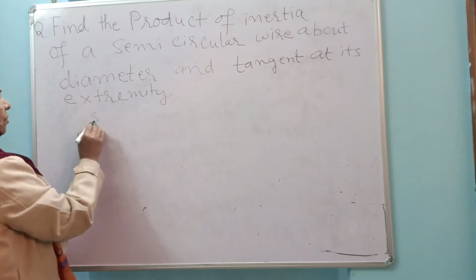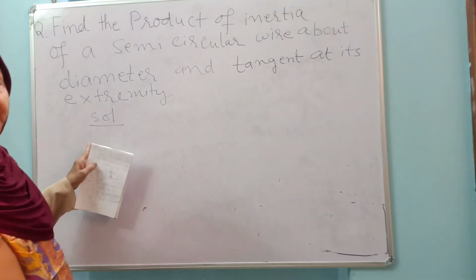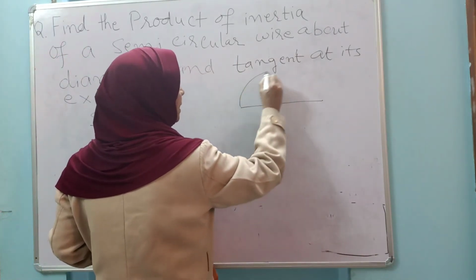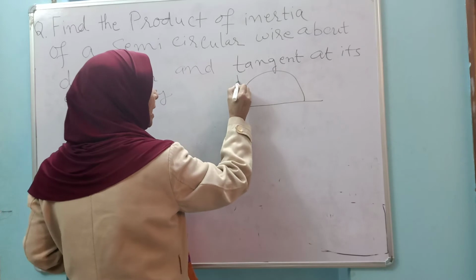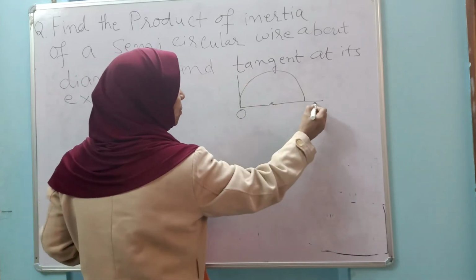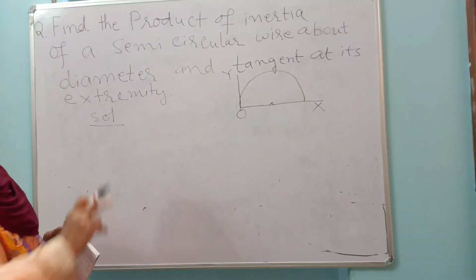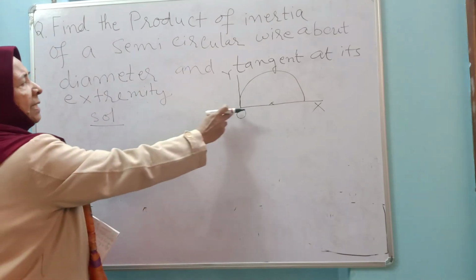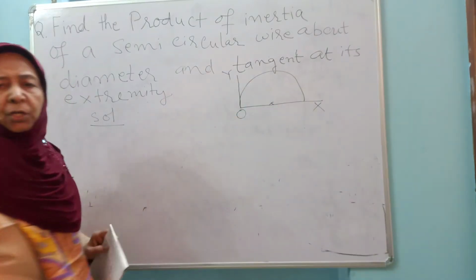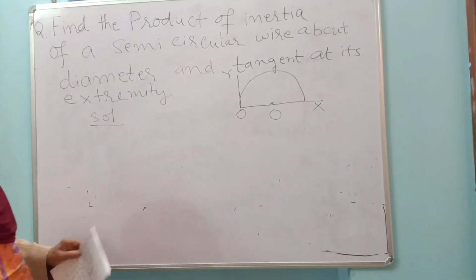So in this question what we have to do? We have to find the product of inertia of a semicircular wire. So this will be the figure. This is a semicircular wire, and about which axis? About OX and OY, the tangent at its extremity and the diameter are the two axes.